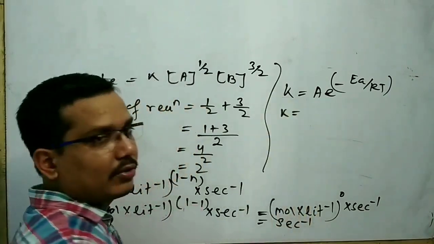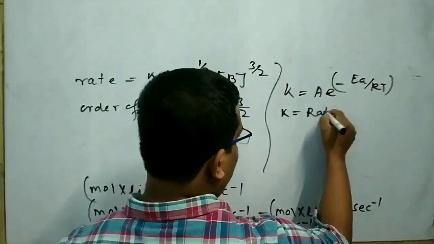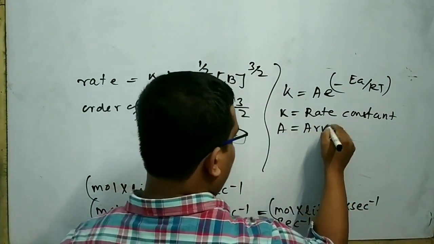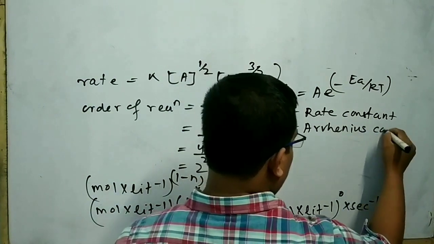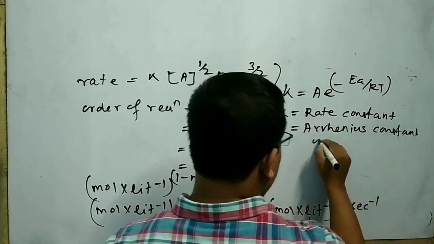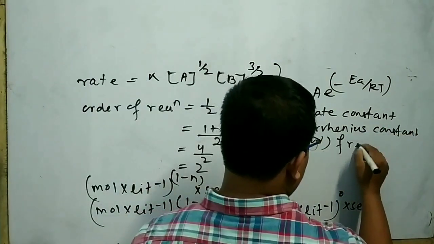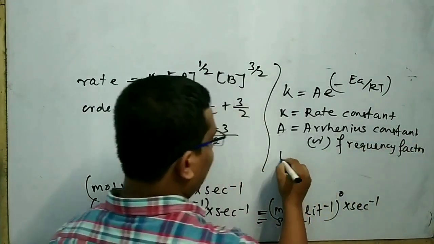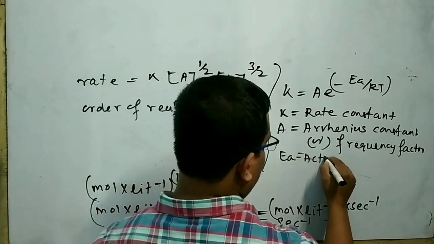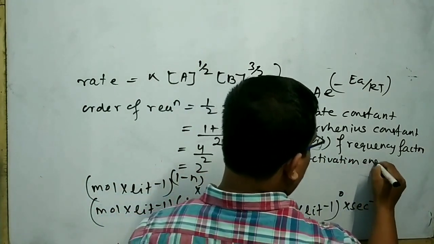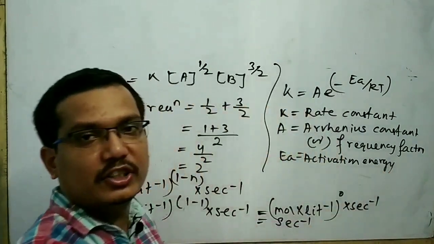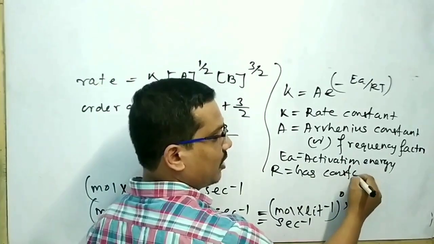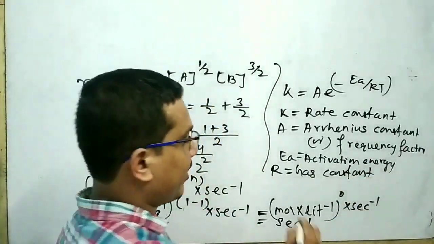Here K is equal to rate constant, A is equal to Arrhenius constant, or it is also called frequency factor. Here E is equal to activation energy, R is equal to gas constant, T is equal to temperature.